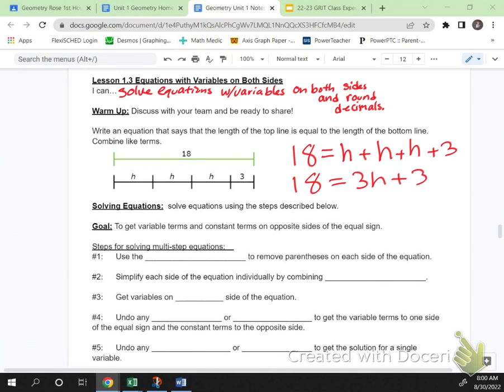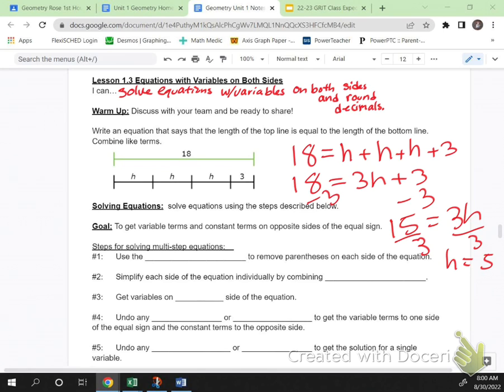Let's just finish solving this now. You would subtract 3 from both sides. You get 15 equals 3h. Therefore, h equals 5. Cool? Questions? Again, we're going to work on solving equations.